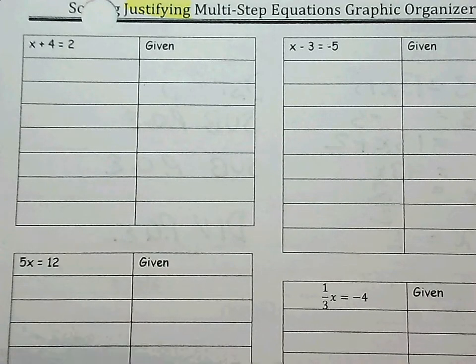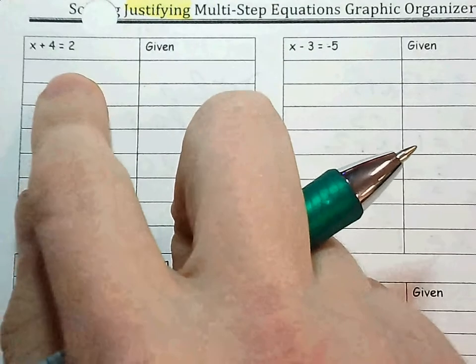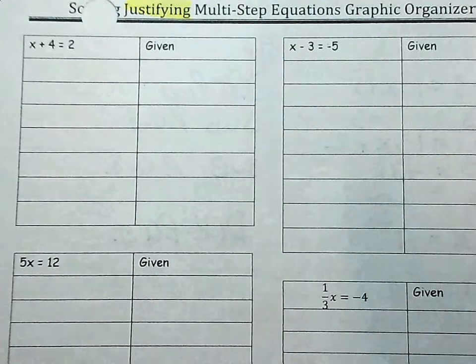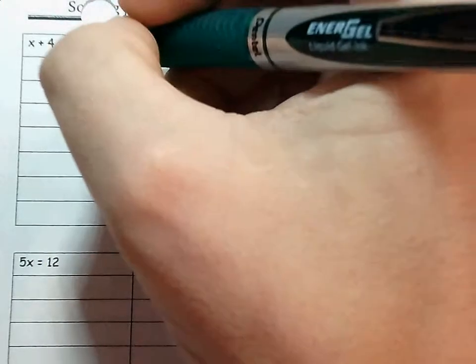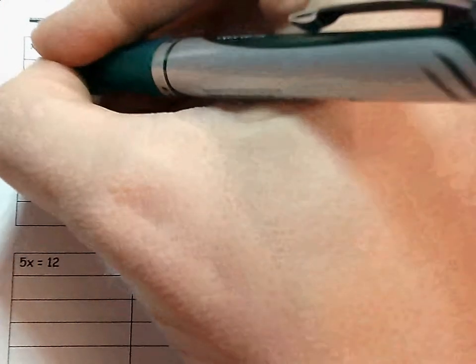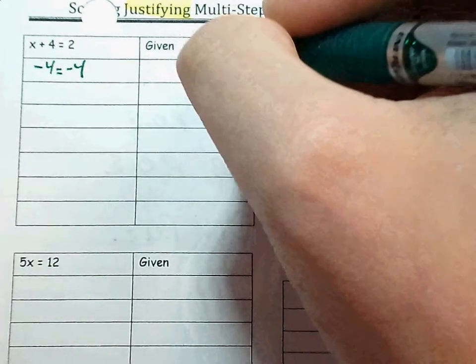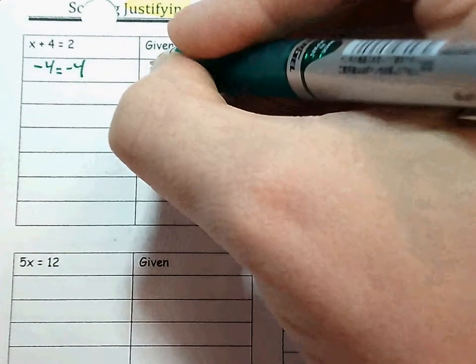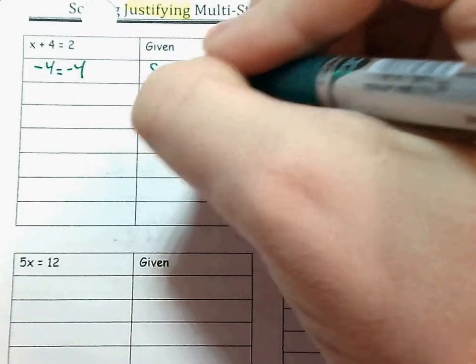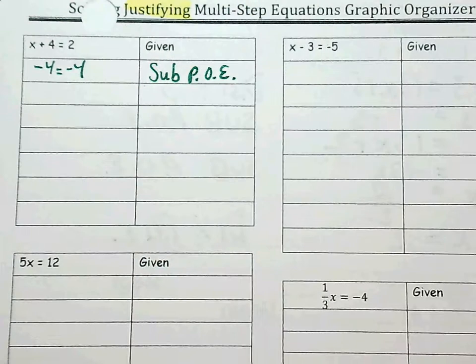So let's talk about this very first one, which seems very easy, and it is as far as the equation goes. What would my first step be on this equation? It would absolutely be to subtract 4 on each side. What property says that's okay? The subtraction property of equality, which we commonly refer to as the subpo in this class.